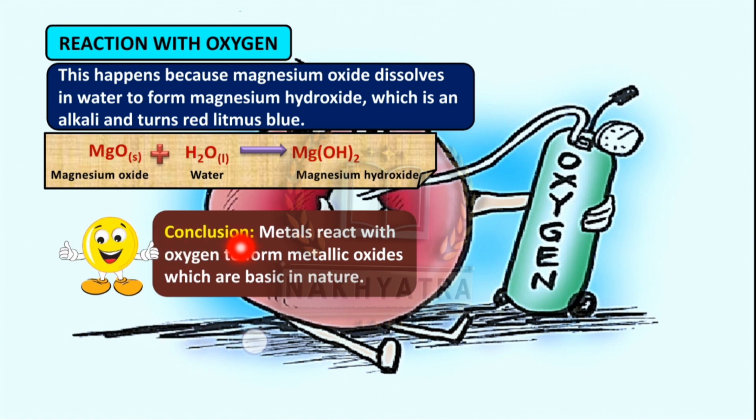Now see the conclusion. Metals react with oxygen to form metallic oxides which are basic in nature. From here we can conclude that when metals react with oxygen, they form metallic oxides, and these metallic oxides are basic in nature.